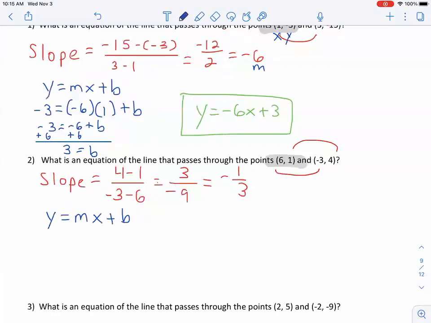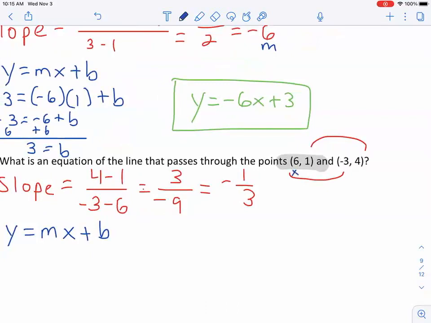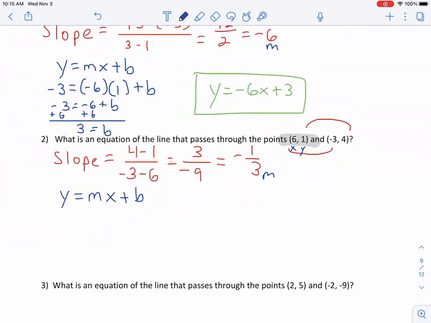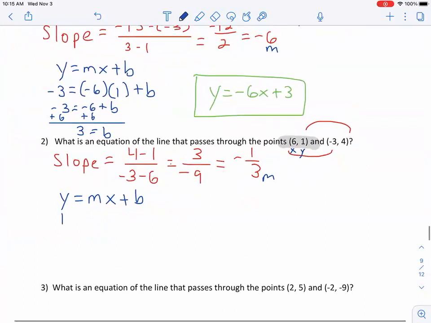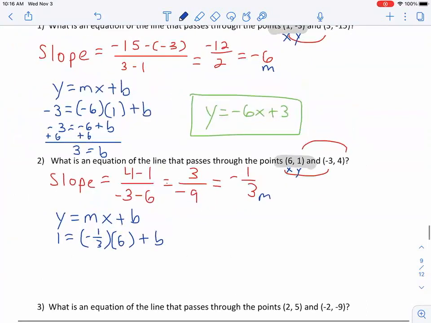So I'm plugging, 6 is our x, 1 is our y, -1/3 is our m. So I'm going to plug those in and I get 1 equals our m, which is -1/3 times 6 plus b. Now we want to solve that for b.